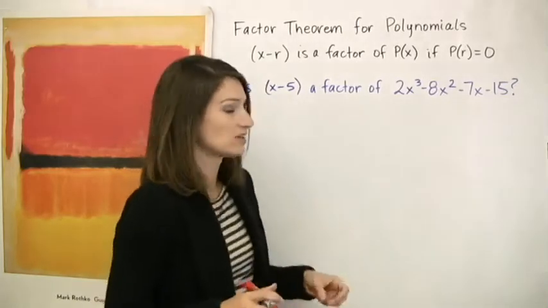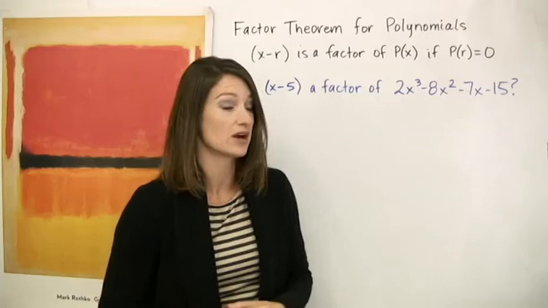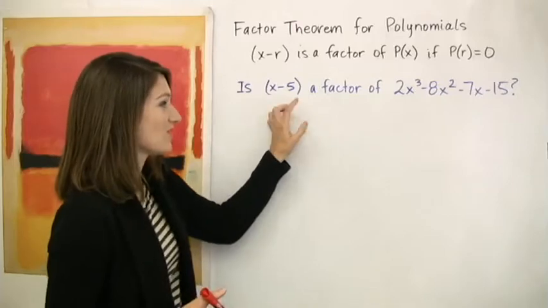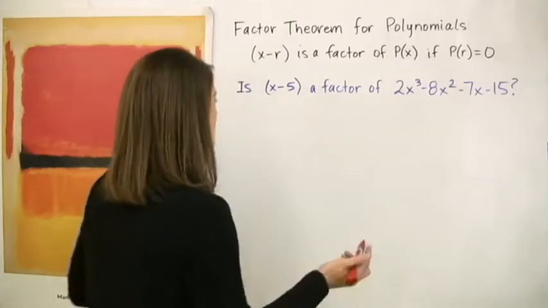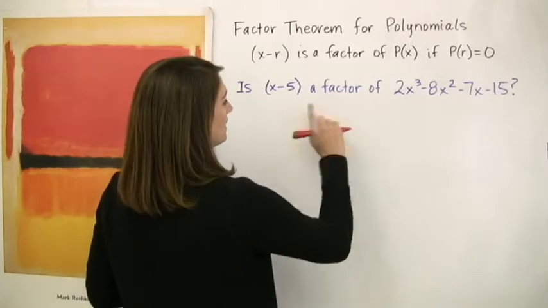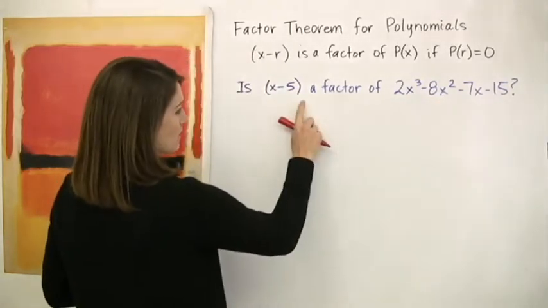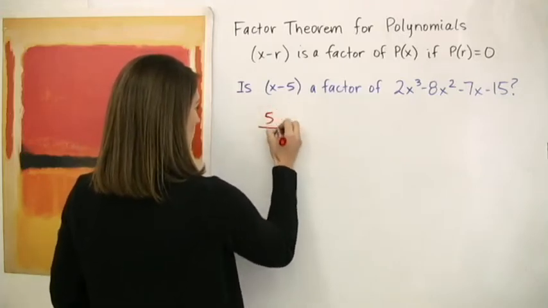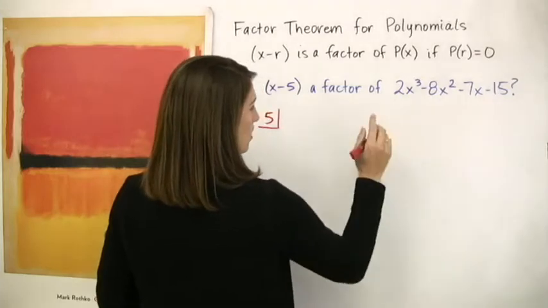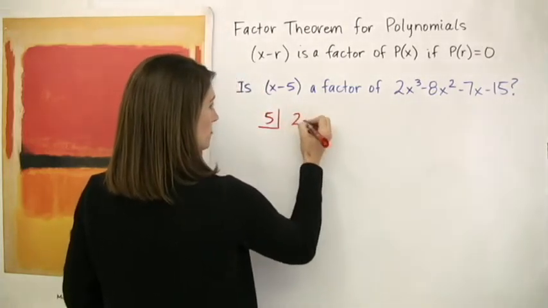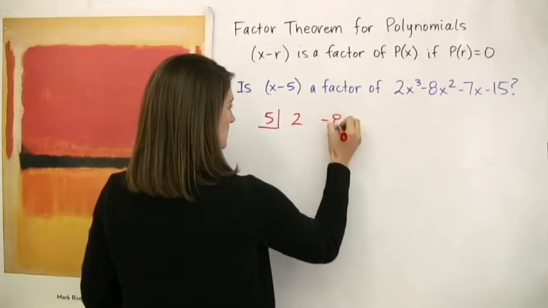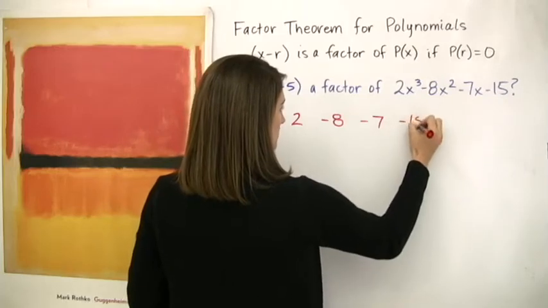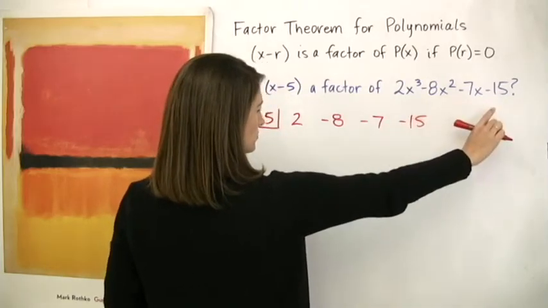And then when we use synthetic division, we're only concerning ourselves with the remainder. If that remainder equals 0, then we can say that this x minus 5 is a factor of this polynomial. So let's set up the synthetic division. We are going to divide this polynomial here by x minus 5. And our short form looks like this. So we take 5, and then our coefficients from our polynomial. So our leading coefficient is 2. The next one is negative 8. Next one is negative 7. And the constant is negative 15. So we have all of our terms covered there.